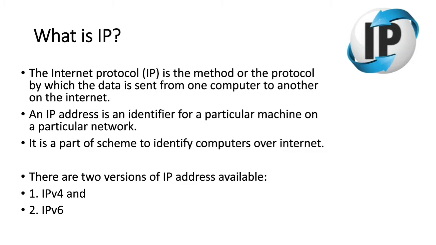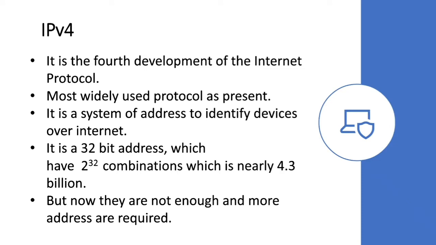Now it is a part of the scheme, of course, to identify computers over the internet, right? So we have two versions of IP addresses, that is IPv4 and IPv6. But in this particular video, we will be sticking to IPv4. Now talking about IPv4, it is the fourth development of the internet protocol, and it is the most widely used protocol at present. It is a system of addresses, and these addresses are of 32 bits, and how they look, we will study in our hands-on.